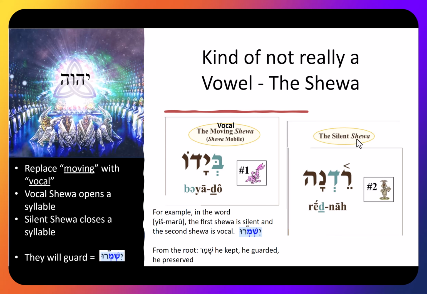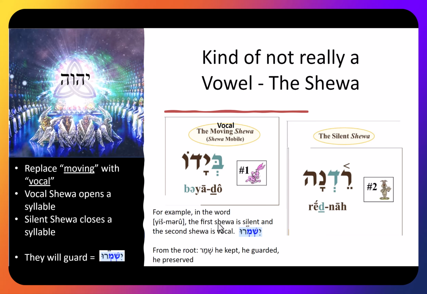And so we can see the example that they're providing here with be. So it'll be a be, beya, beyado. Without the Shewa, then we would just have beyado. So here we're getting a vocal Shewa, be. In the silent Shewa, it's just simply red. So redna. I'm not pronouncing anything. There's no redna, just redna.